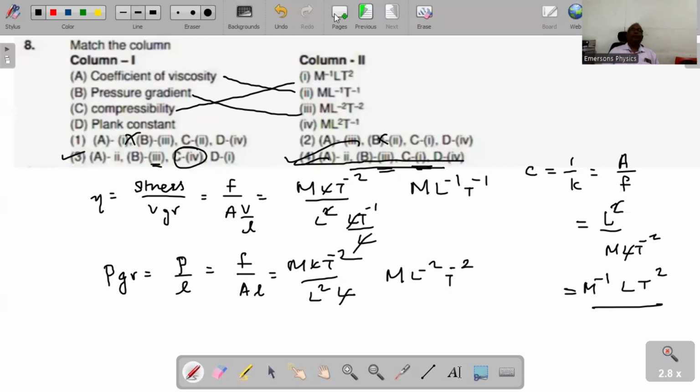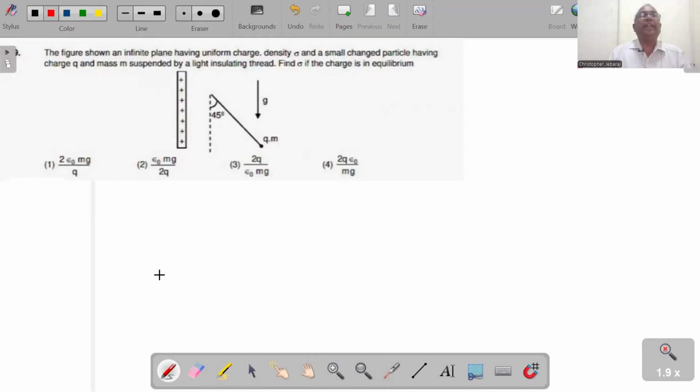Okay. The figure shows an infinite plane having uniform charge density sigma, and a small charged particle having a charge q and a mass m is suspended by a light insulating thread. Find sigma if the charge is in equilibrium. It's clear. Here we have a plate.